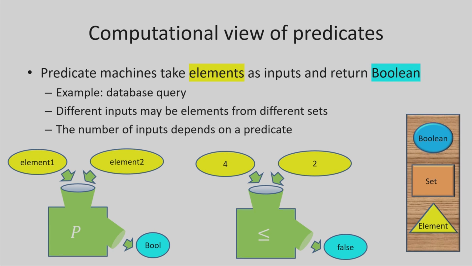For example, an evaluation machine for the predicate less than or equal can take a number 4 and a number 2 and say, no, it's false. And what it produces as a Boolean is something that's either true or false, in this case, false.